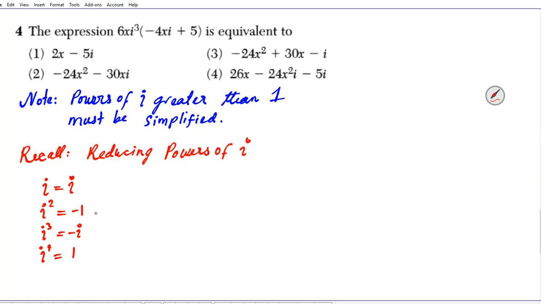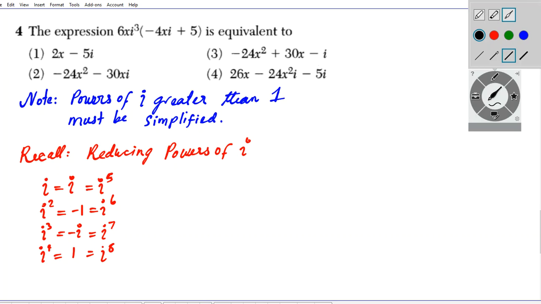And this pattern wraps around. What does that mean? If you go to i to the fifth power, you circle right back to i to the first. i to the sixth power is the same thing as i to the second. i to the seventh power is the same thing as i to the third, and i to the eighth power is the same thing as i to the fourth. So whatever the power is, just divide by 4, and whatever the remainder is, just place it in this list right here, and you can determine the correct simplification value. Now with that in mind, let's go ahead and solve the problem.